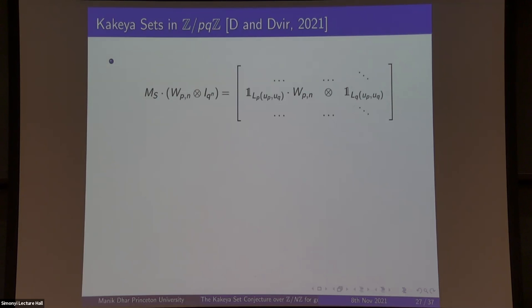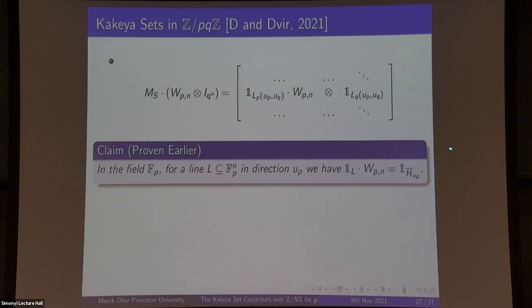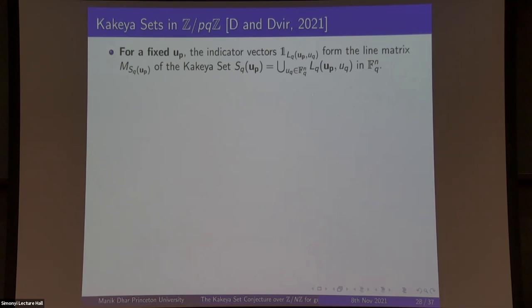Now this is very nice because we just saw that this product will give you the complement vector of a hyperplane with normal UP, and that basically gives you a matrix where this part only depends on UP. You are able to erase the UQ dependence. So that's very nice. Now what we'll do is, for a fixed UP, we'll collect all these LQ vectors together. So look at a fixed UP, look at all indicator vectors where UP is fixed and UQ varies for LQ. And if you look at this, then this will precisely be the line matrix of a Kakeya set, which is composed of these lines LQ with UP fixed and UQ varying over all possible values.